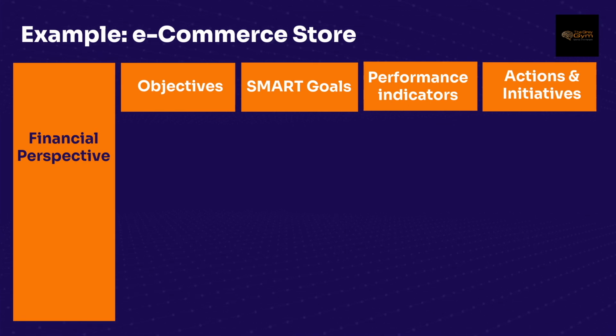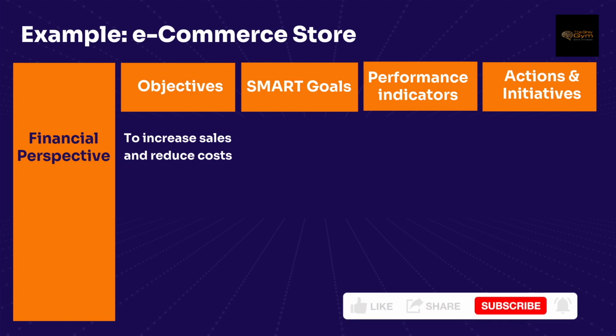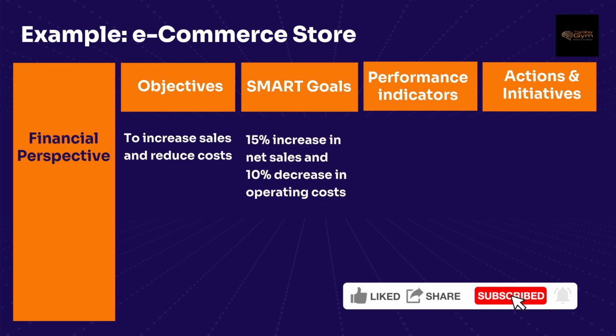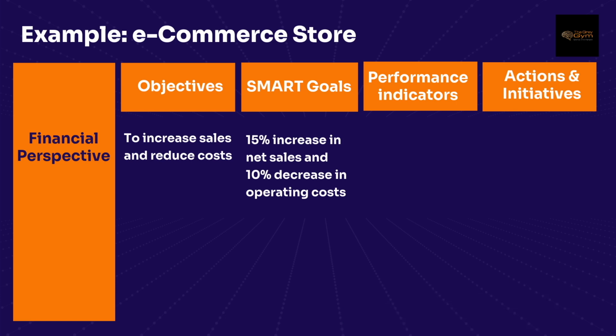So let's begin with financial perspective. Let's say the objective here is to increase sales and reduce costs. Now the goal would have to be a SMART goal, right? So it has to be measurable. So 15% increase in net sales and 10% decrease in operating costs. That can be our goal, which is easily measurable. The indicator would be the financial statements of the organization, obviously. And then the initiative, what can we do to achieve this? Well, we can negotiate with suppliers. So that takes care of the financial perspective.